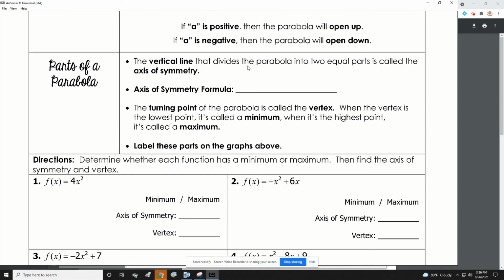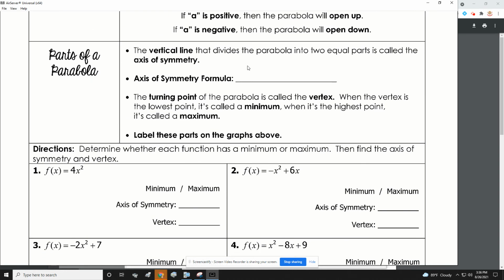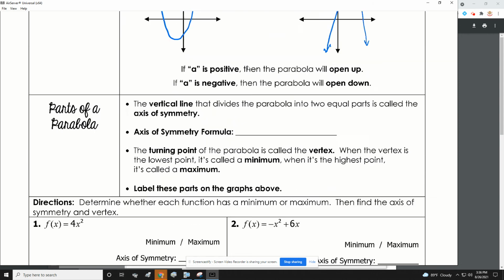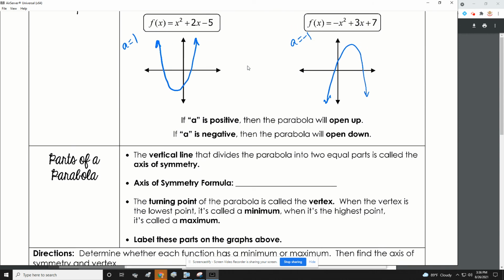All right. So a vertical line that divides the parabola in two equal parts is called the axis of symmetry. And the axis of symmetry formula is x equals the opposite of b over 2a.